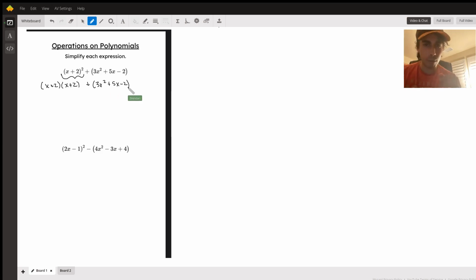Now remember from last time, when we're multiplying a couple of binomials together, we're multiplying this guy right here by this guy. That's where that box method comes in. So we've got x and a 2, and an x and a 2. We could even call those plus 2s if we want. We'll make our box and multiply everything.